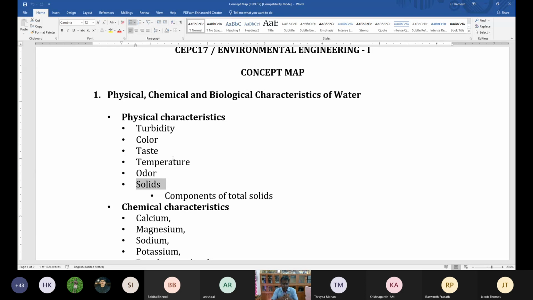Turbidity is mainly because of colloidal solids present in the water. For example, if the water satisfies the chemical and biological characteristics, and even some physical parameters, but contains a lot of turbid or colloidal matter, then probably you won't take it. That is about turbidity.